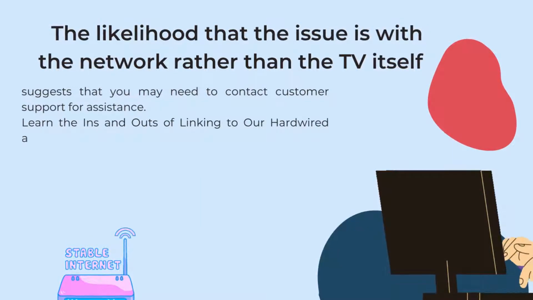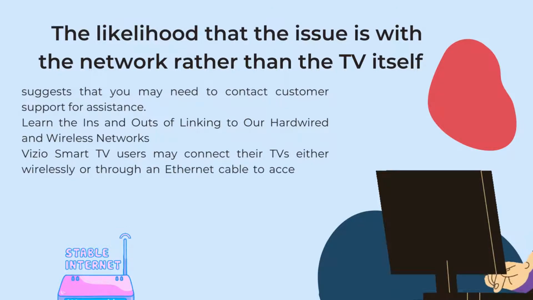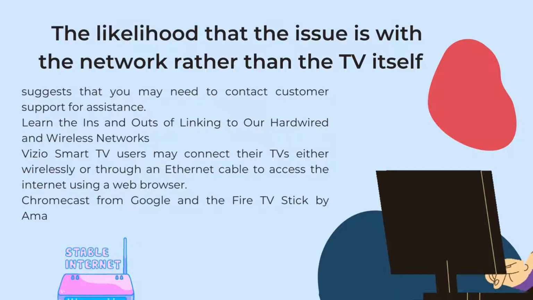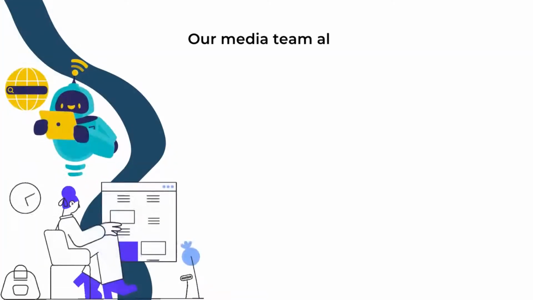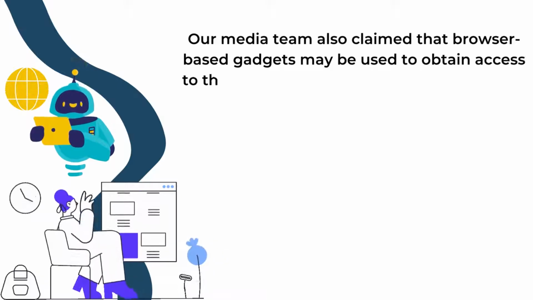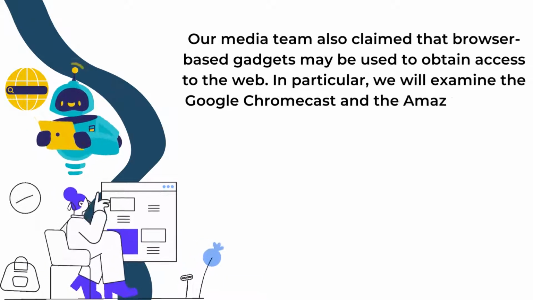Learn the ins and outs of linking to our hardwired and wireless networks. VIZIO smart TV users may connect their TVs either wirelessly or through an Ethernet cable to access the internet using a web browser. Chromecast from Google and the Fire TV Stick by Amazon are two alternatives. Our media team also claimed that browser-based gadgets may be used to obtain access to the web. In particular, we will examine the Google Chromecast and the Amazon Fire TV Stick.